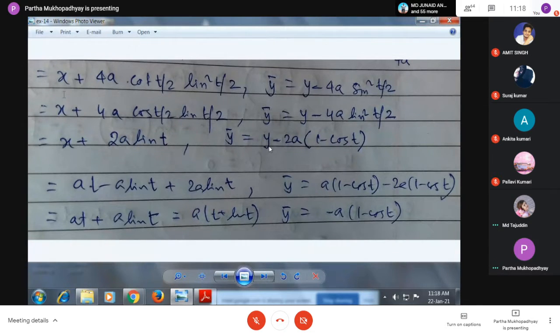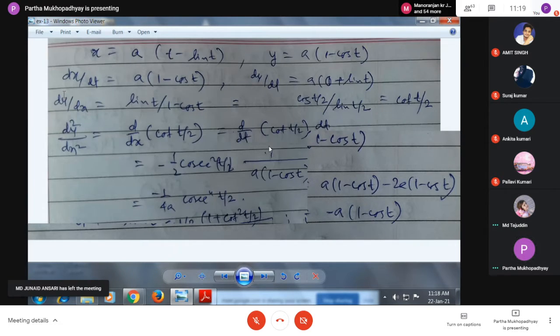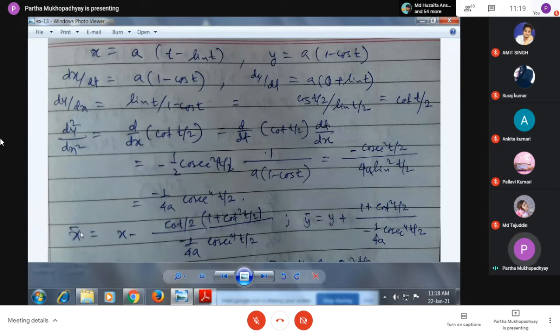Now tell me if anyone is having any question on this. Simple calculation, you have to remember the formula. Otherwise, nothing can be done. Look at the formula. What is the formula? x bar is equal to x minus y1 into 1 plus y1 squared by y2. I have already given you the formula in the class note. Please also check the class note. And y bar is equal to y plus 1 plus y1 squared by y2. These are the formulas, and the rest of the thing is simple trigonometry and differentiation.